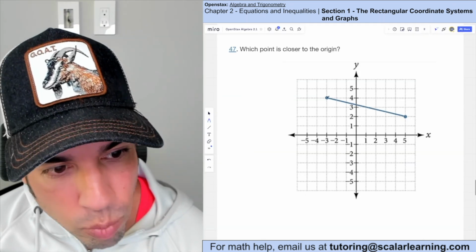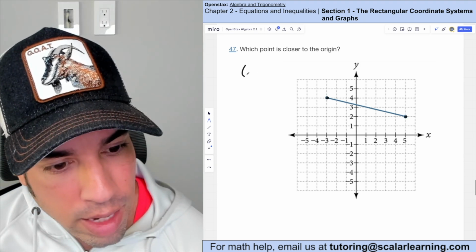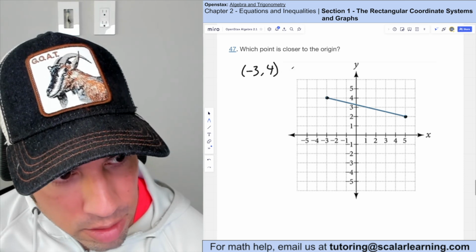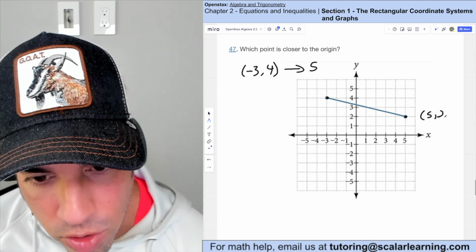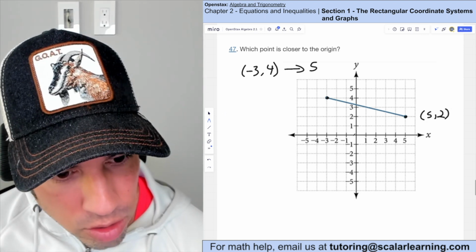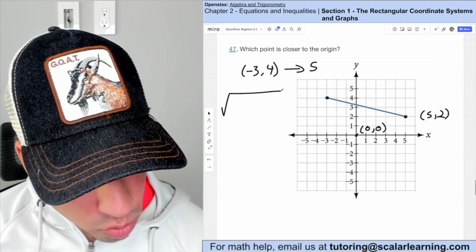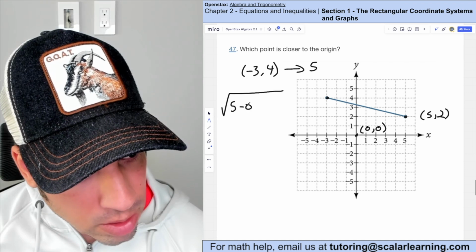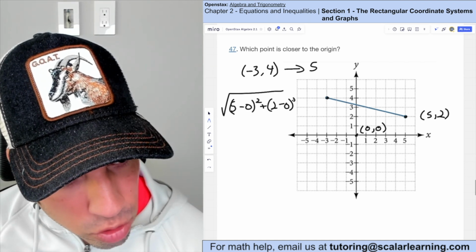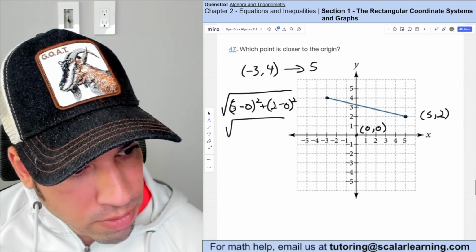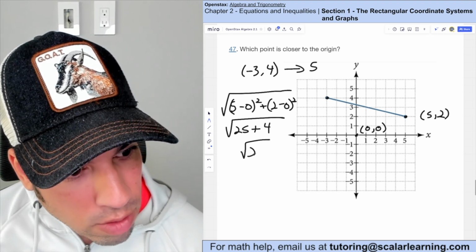Okay, lastly, they're asking which point, this point or this point, is closer to the origin. So we know that (-3, 4) has a distance of 5. What about this point, which is (5, 2)? Let's check it out. We're going to, again, use the distance formula with the origin of (0, 0). So we take the square root of (5 minus 0) squared plus (2 minus 0) squared. So that's the square root of 5 squared is 25, 2 squared is 4, square root of 29.